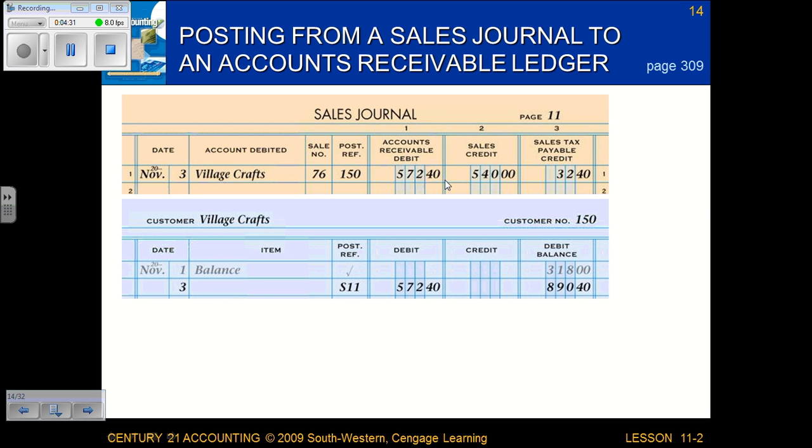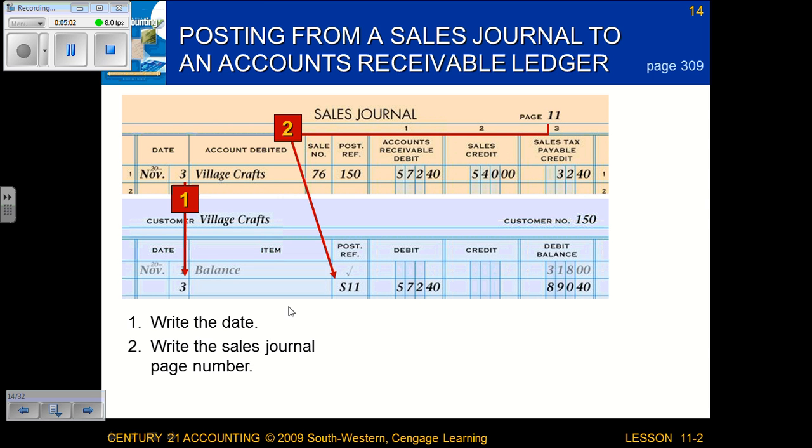They charged $572.40. $540 of that was for the sales item, and $32.40 was for the sales tax. Right now we're just posting the accounts receivable debit. This is how much their total was, and this is how much they owe us. So to take this down to their ledger, first of all, we find their ledger page. We're going to go ahead and write the date, and you are doing this in your worksheets. The date was the 3rd.